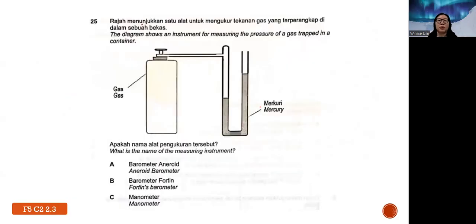25. The diagram shows an instrument for measuring the pressure of gas trapped in a container. What is the name of the measuring instrument? It looks like a U-tube, right? So this instrument is called a manometer.